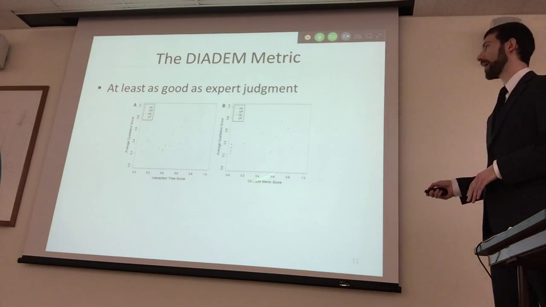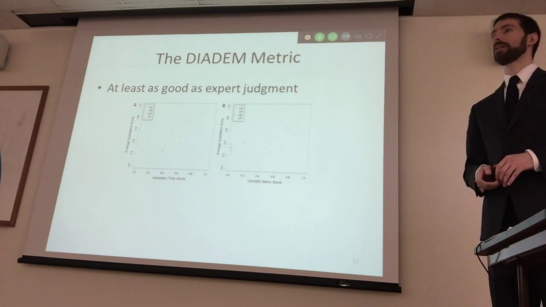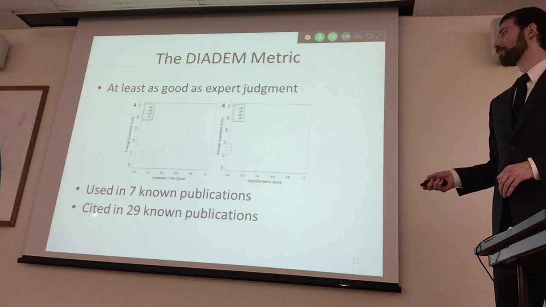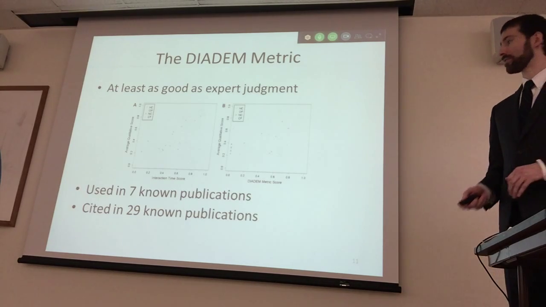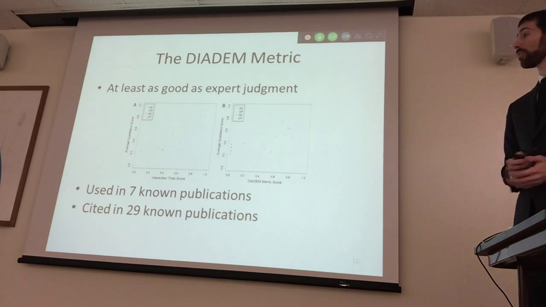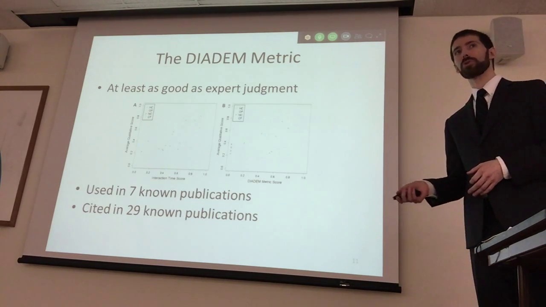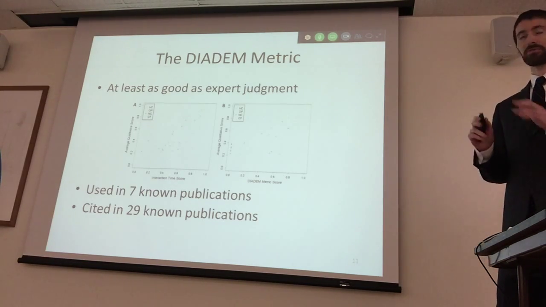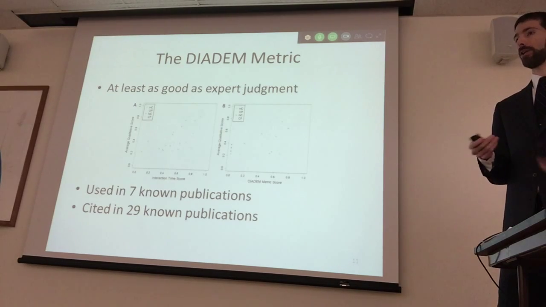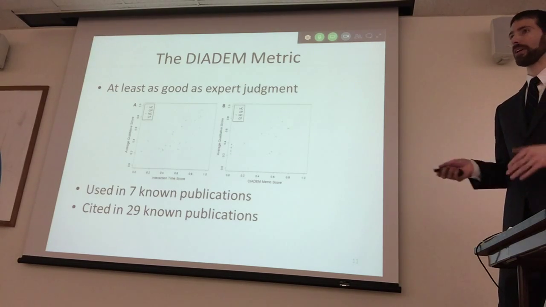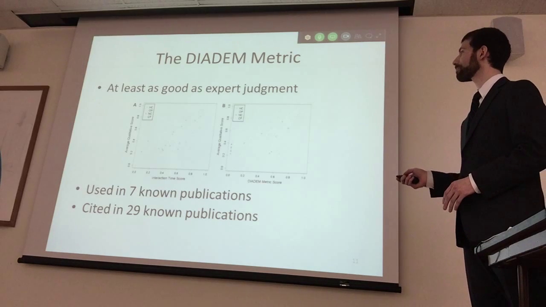So it showed that we had something that was definitely useful, and indeed, it's been used since in 7 publications and cited in 29, at least as far as I'm aware of. There may be more by now. And it's also available open source. Individuals can use it just for checking as well as for getting feedback on where their errors are, and they can modify the scoring parameters and such.